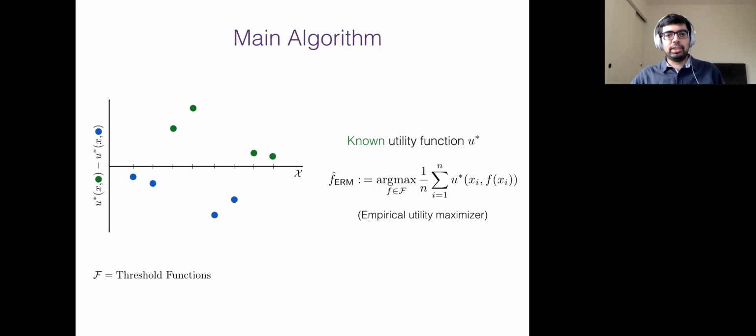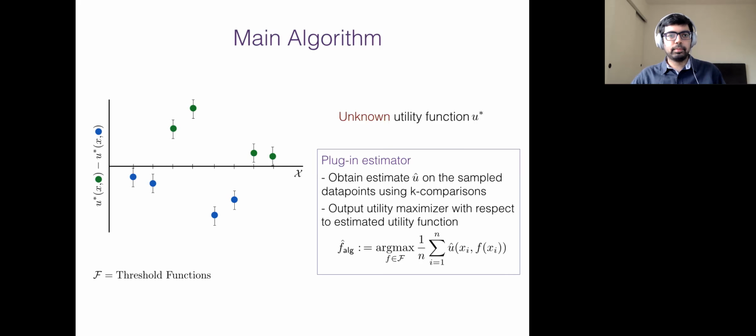Let's begin with a slightly easier problem where the underlying utility function u star is actually known to the learner. In this case, the learner can simply output the function f, which maximizes the utility on n data points, and this is also called the empirical utility maximizer. This function, f ERM, is known to have good generalization properties depending on the class of functions f. However, since in our problem the utility function u star is unknown, the learner cannot output the ERM function.